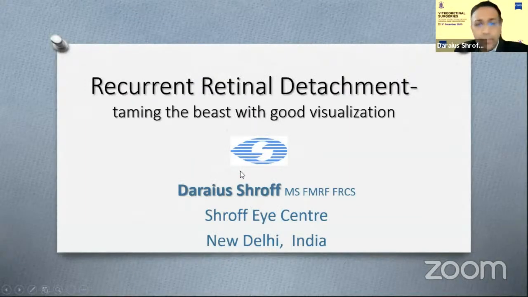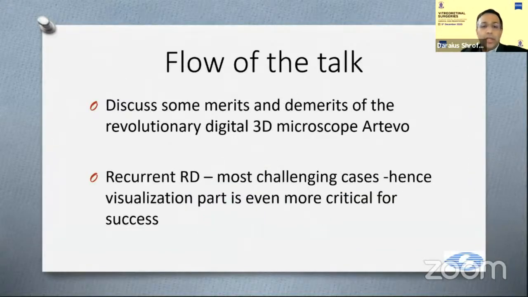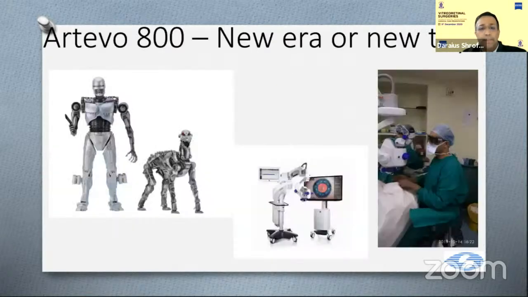Good evening, everybody. So after hearing those two exciting talks, I'll be talking a bit about recurrent retinal detachments, because this is one beast we really need to tame, and good visualization with digital microscopy really helps us do that. So I'll just start with some of the merits and demerits. I think Dr. Natarajan has really described a lot of these already, and so has Aditya, but just a few points which I thought were important about the digital microscope. And then I'll talk about recurrent RD, which are most challenging cases, hence the visualization part is even more critical for the success of these cases.